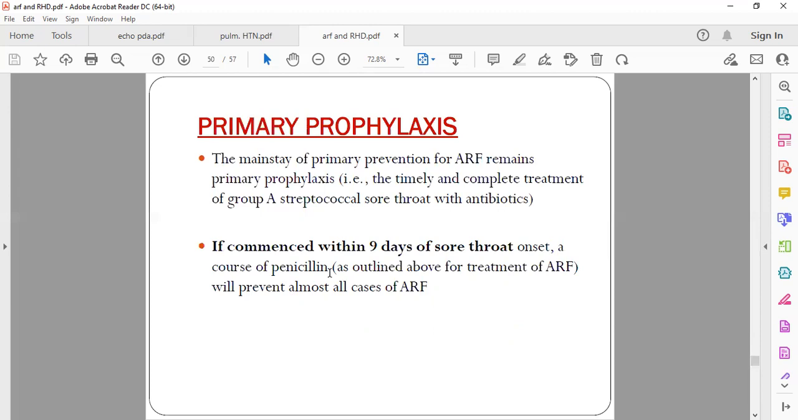As we all know, there is a latent period of around 3 weeks. Within 9 days, if you start the treatment, the group A Streptococcus is gone, and so it will never progress into acute rheumatic fever. So this is preventing that disease. That's why it is called primary prophylaxis.